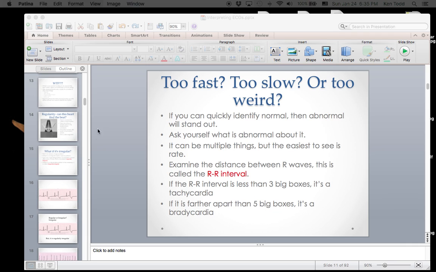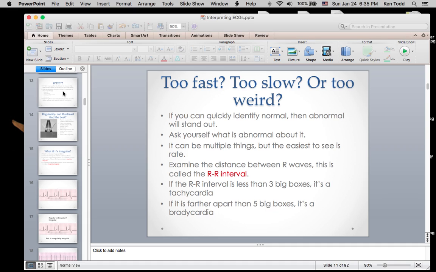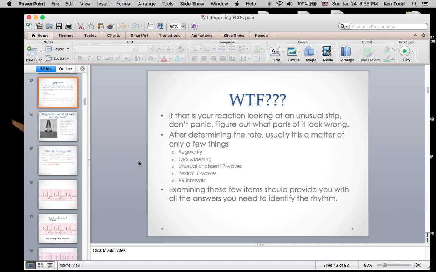Now, sometimes things just start to look weird. So if you start asking yourself, well, what is weird about this? After you figure out the rate, then let's figure out the things that are wrong. So you want to look for regularity, widening of the QRS, unusual or absent P waves, extra P waves, or if your PR intervals are wrong.